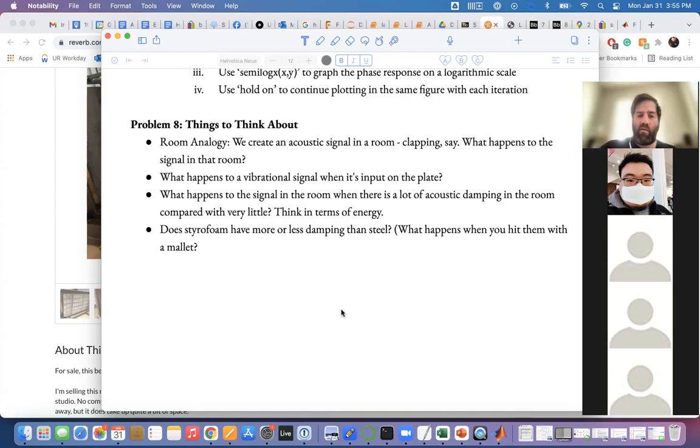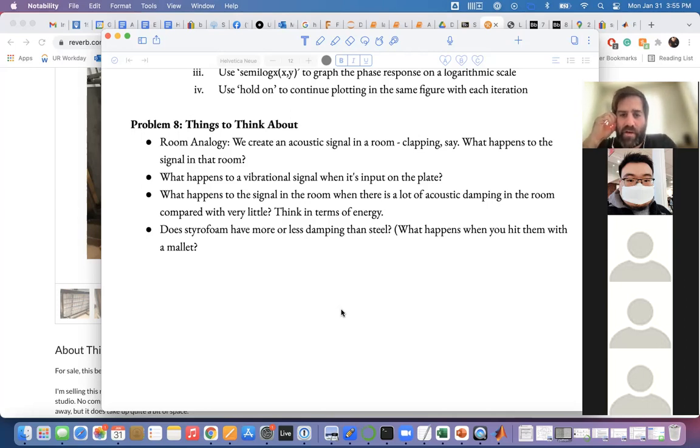Next question. Does styrofoam have more or less damping than steel? Think about what happens if you were to flick your fingernail against a steel plate versus styrofoam, or hit it with a mallet or whatever. Which one has more damping? The styrofoam. Totally, right? I wanted to be clear on that because that could be kind of counterintuitive.